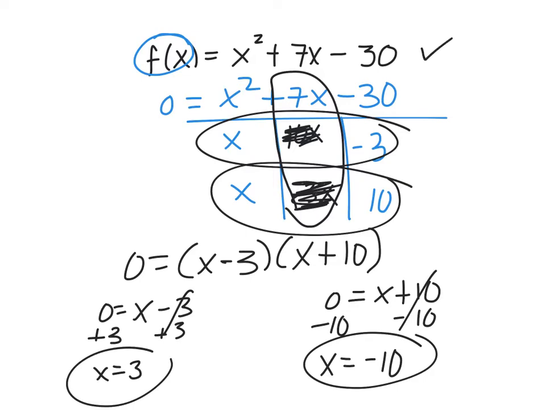Now you can see them like this or as an ordered pair. You can even write it as 3, 0, because this is the x and that's the y value. And you can write it as negative 10, 0, because this is the x value and this is the y.